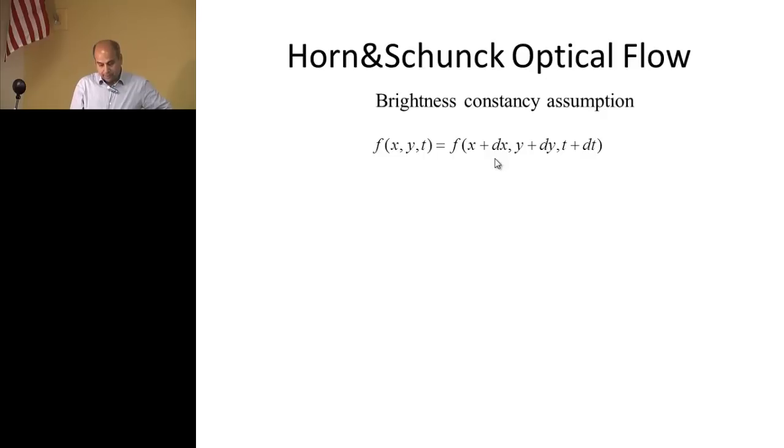Now what we are going to do is find a Taylor series of the right side. Again, this is a concept you will see again and again. We have already used this a couple of times. So we'll find the Taylor series of this, which means we'll come up with an approximation of this in terms of derivatives of this function.